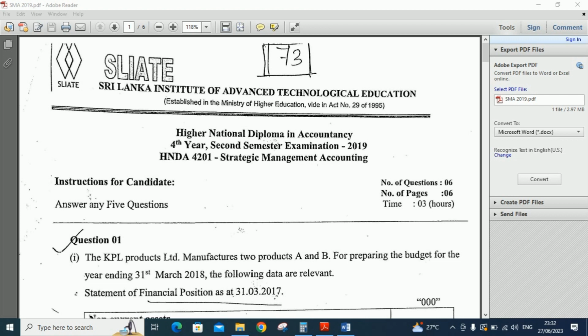Guys, in this video we are going to learn how to prepare the income statement based on the marginal costing method and absorption costing method. I took the HNDA Past Paper 2019, fourth year second semester, as an example question. There's question number 3, part 3.